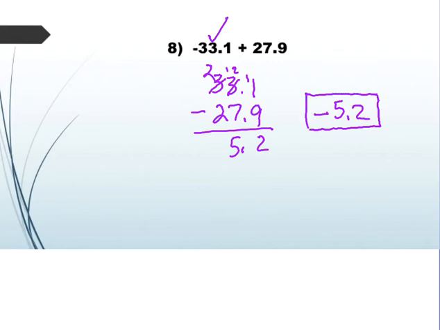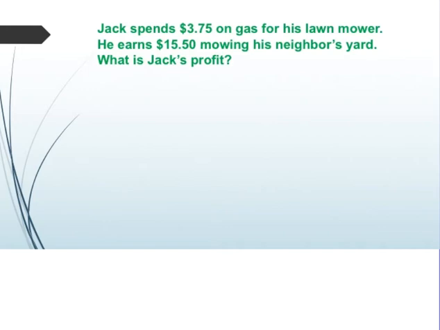The last two problems were word problems. You're going to be seeing more and more of these, so learn how to figure out what they're really trying to say. Jack spends $3.75 on gas. He spends some money, so the decimal I'm looking for is negative 3.75.